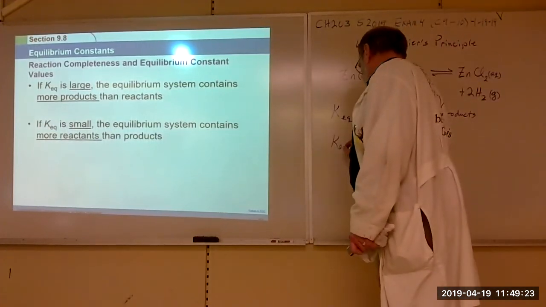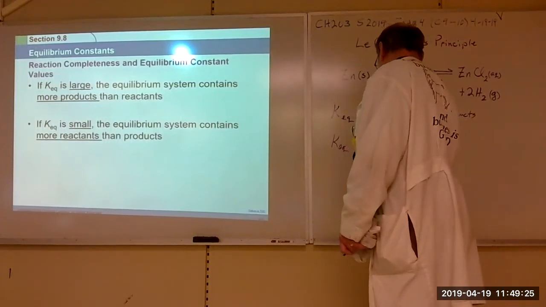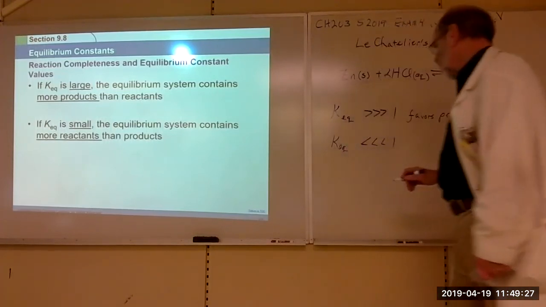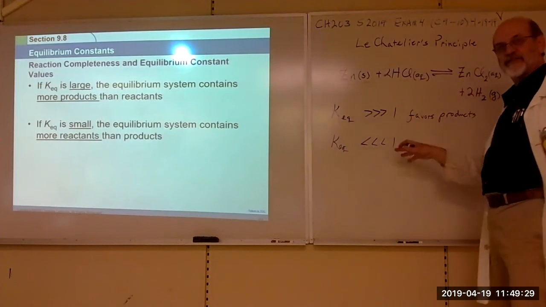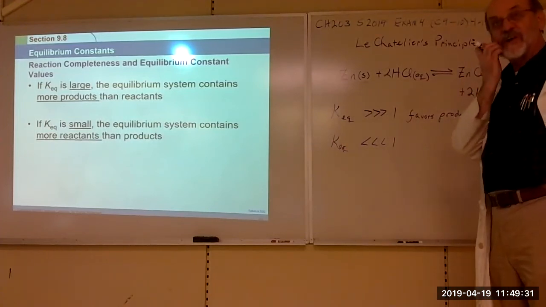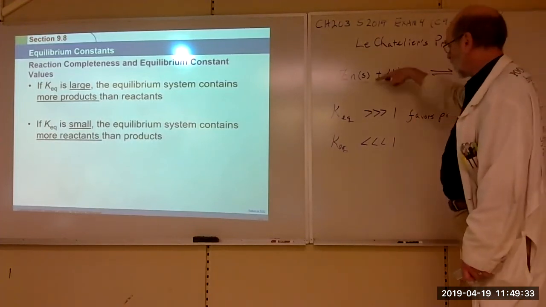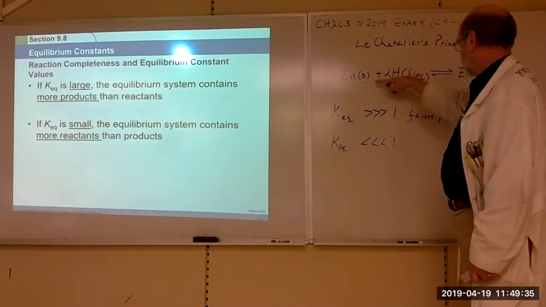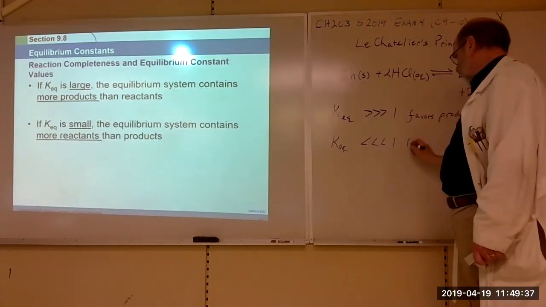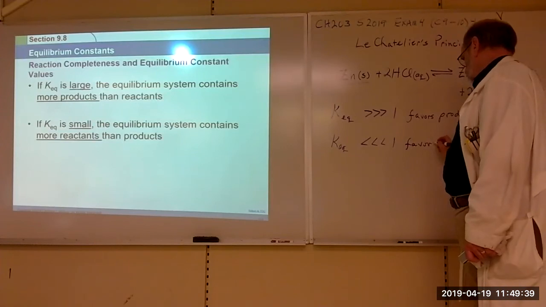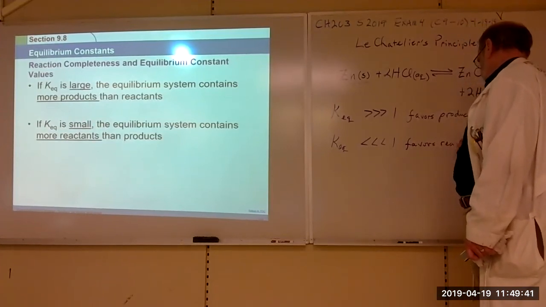The other case: if the equilibrium constant is less than 1, a lot less than 1, we're favoring the denominator versus the numerator. So this favors reactants.